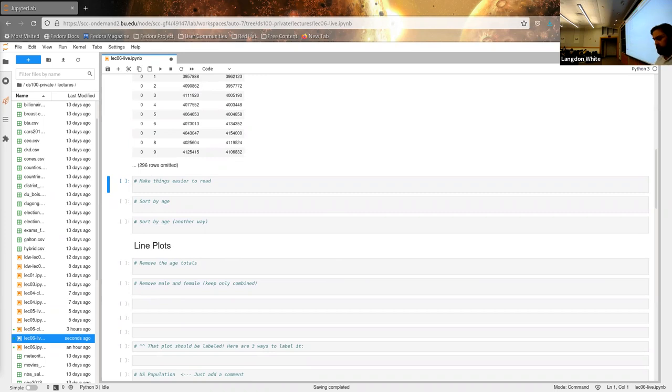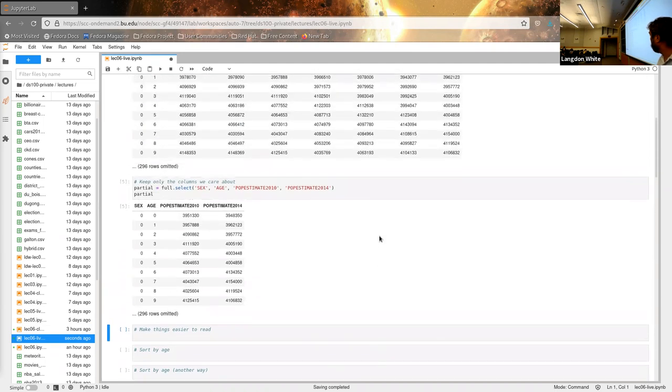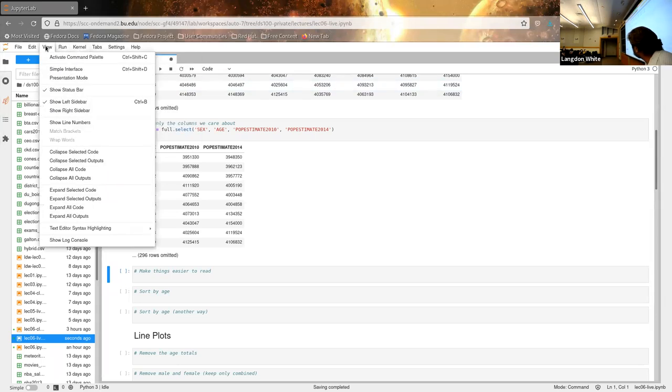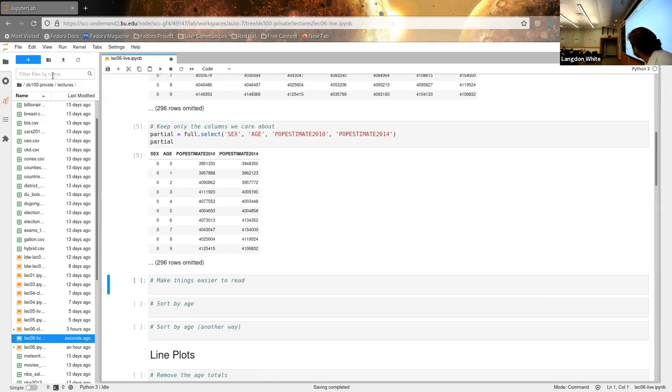Oh, good gracious, I'm really on fire today. All right, so what might make this a little easier to read? What do you think? Besides font size, which I'll try to make a little bigger. Should be a little better. Any ideas? What might make it better? I'll give you a hint. Columns.